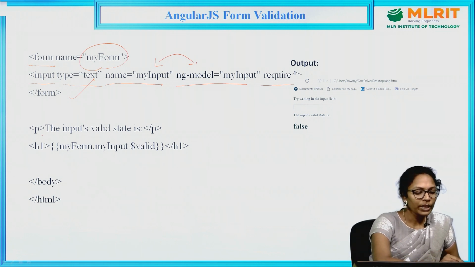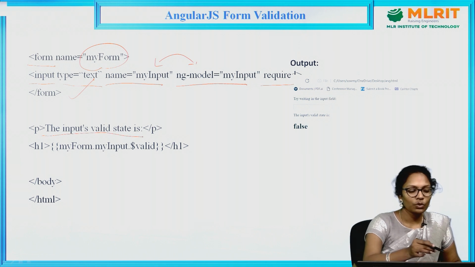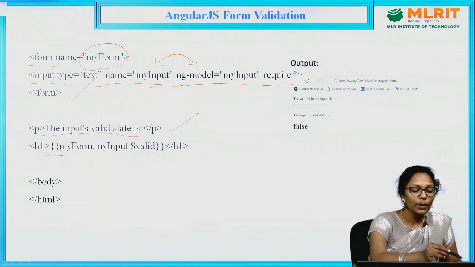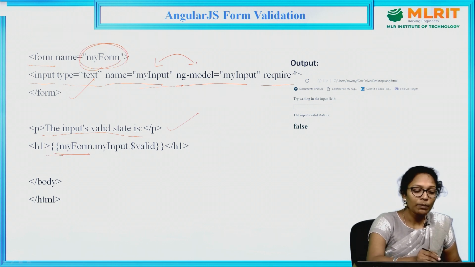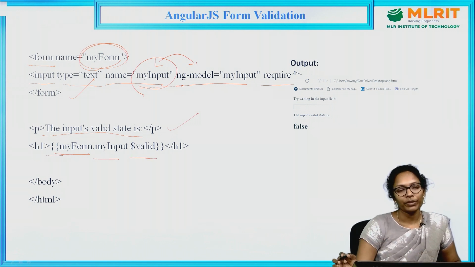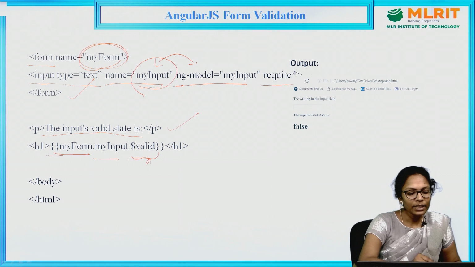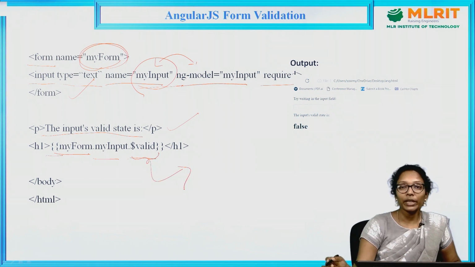So what I'm printing is the input's valid state, the state of whatever input you have created. How am I printing that? By accessing this field. How can I access this field? The name of the form, myForm, then the name of the field, myInput, then $valid. So $valid is a predefined control, a predefined state.